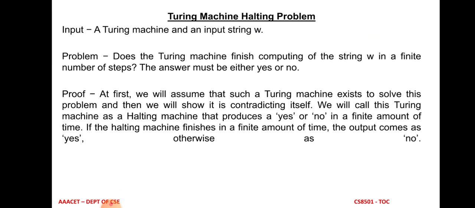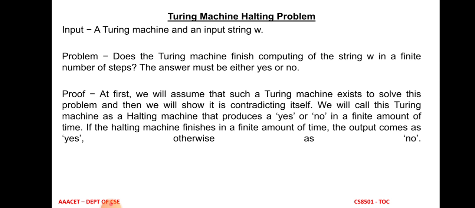Here we are in the process of proving the halting problem. In the initial step, we have to assume that there exists a Turing machine to solve this particular problem, and then we have to show the contradiction also. We have to show that the Turing machine accepts the input string with either yes or no, and contradiction means a reverse process, that is an inverted Turing machine. We can call this kind of Turing machine a halting machine that produces either yes or no in a finite amount of time or in a stipulated time.